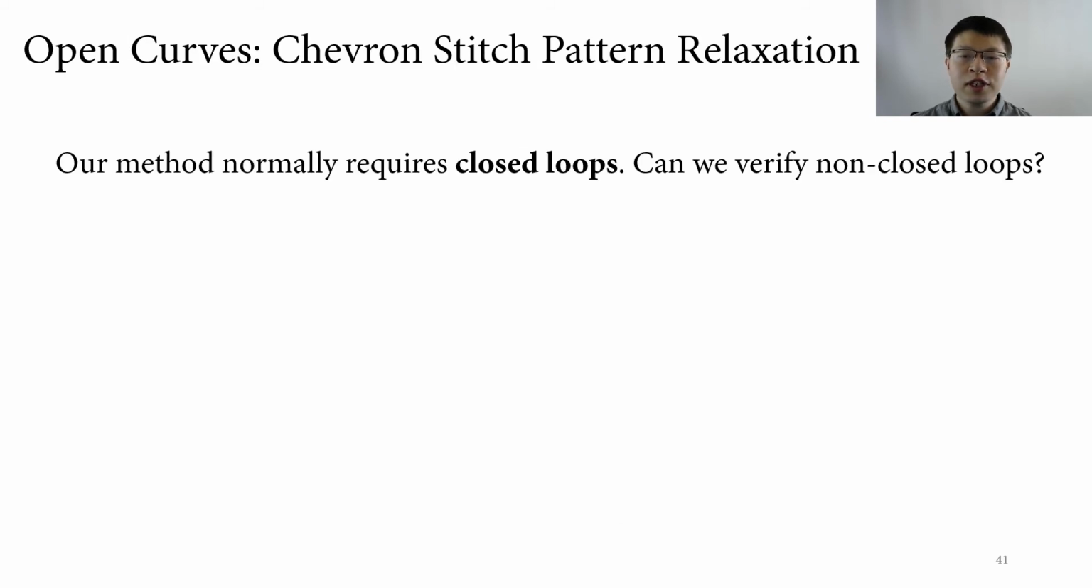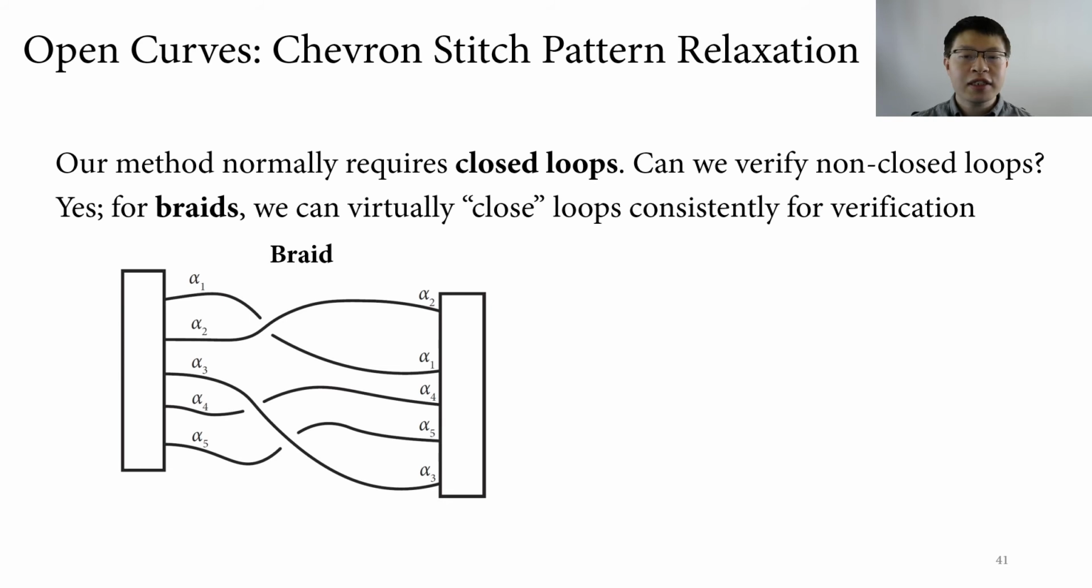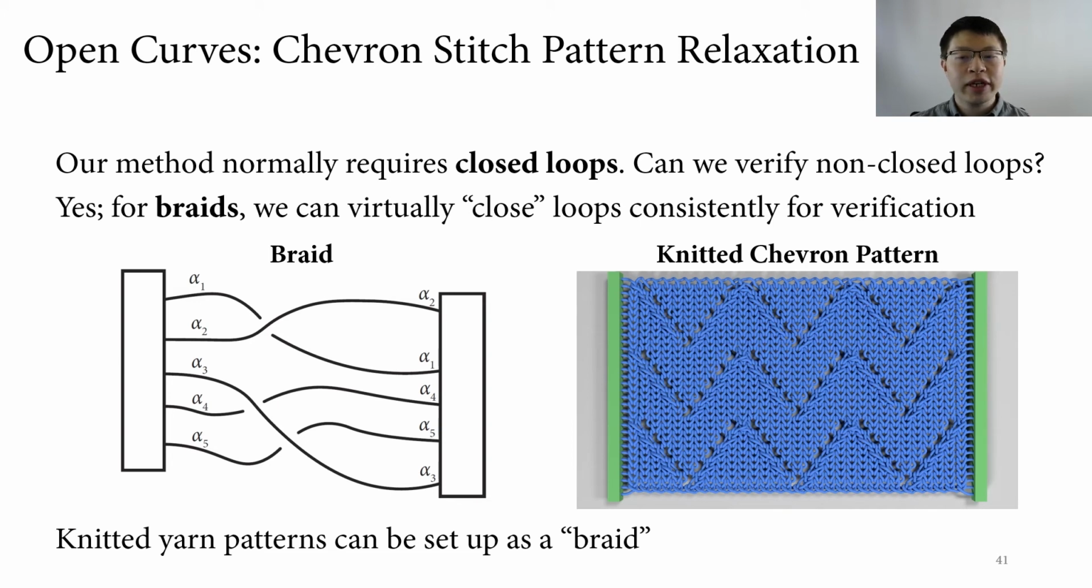Our method normally requires closed loops. Can we verify non-closed loops? Yes. A braid consists of two rigid bars with curves attached between them, and we can also verify braids. In this example, we attach a knitted chevron pattern to two rigid bars, making it a braid, and verify its relaxation as the bars are slowly pulled apart.